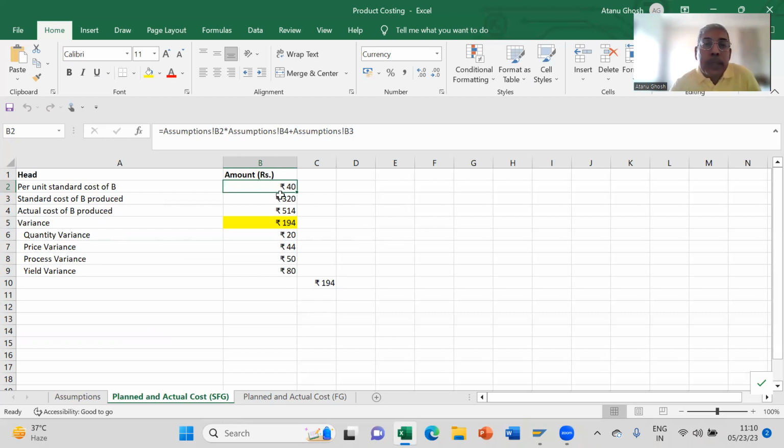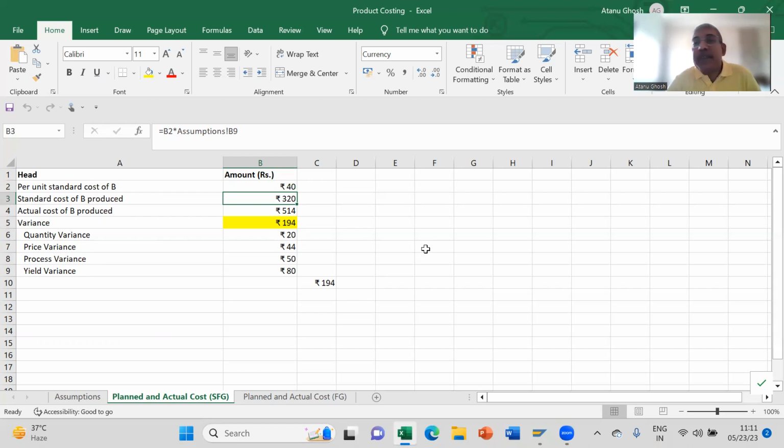Now, how much B was actually produced? Not 10 units, 8 units were actually produced. So the standard cost of B produced will be 320, which is 8 multiplied by 40.